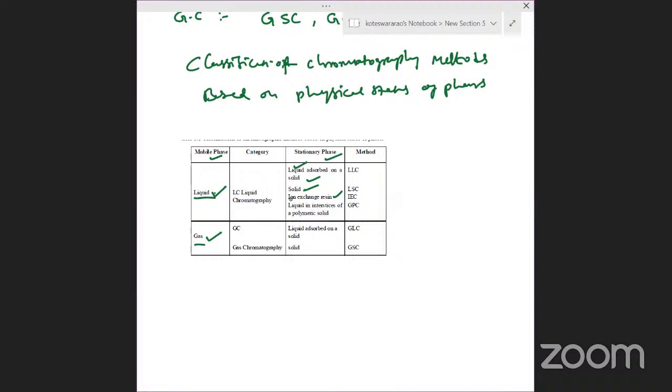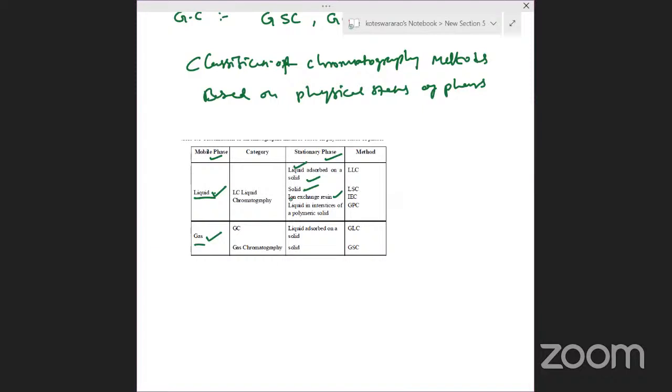Next, liquid interaction with polymeric solids. Liquids are binding with the polymeric solids. Then the liquid is acting as a stationary phase, and another liquid can be used as the mobile phase. That is called liquid chromatography.